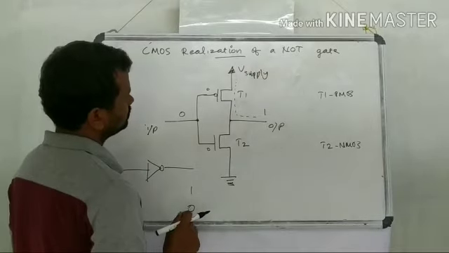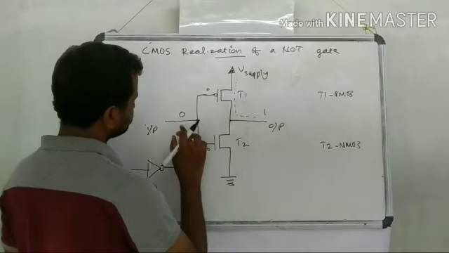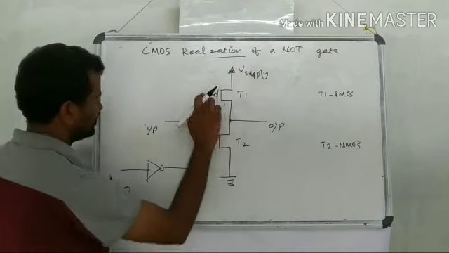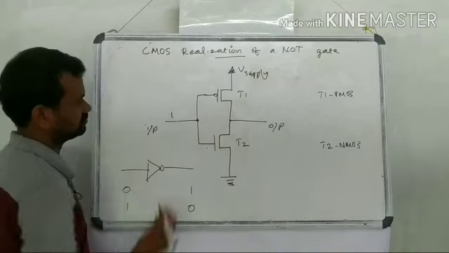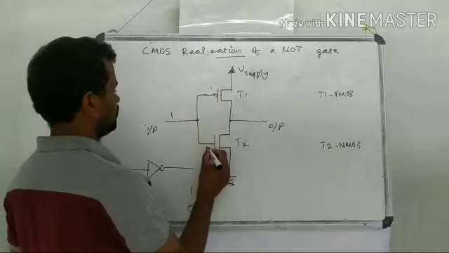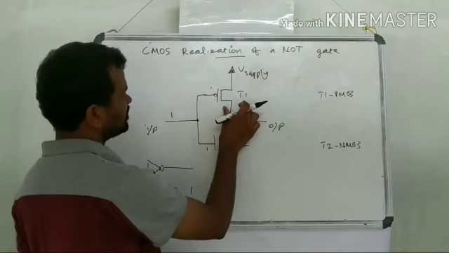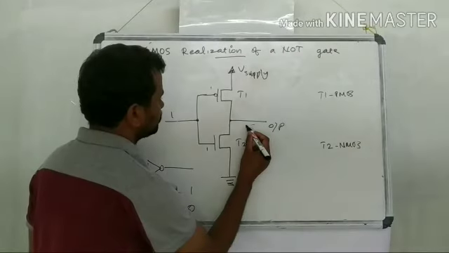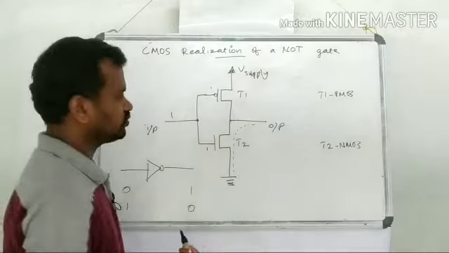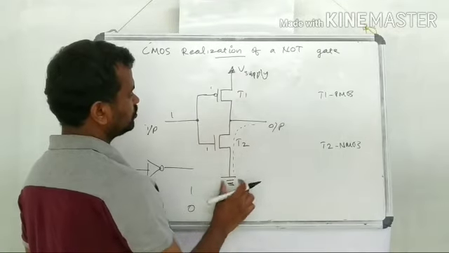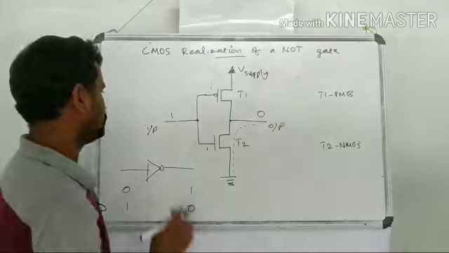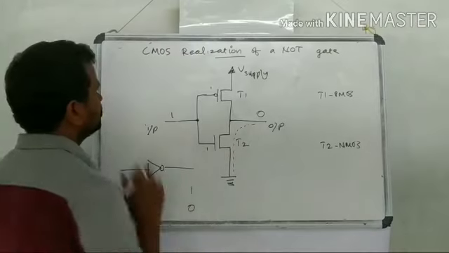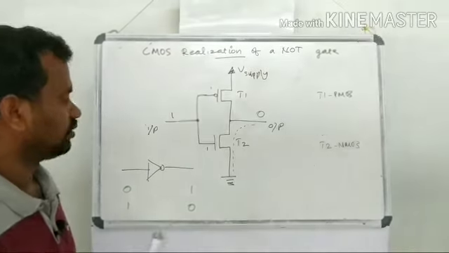Similarly, in the case of applying 1 here, what will happen? Here 1, here 1. So this transistor will be turned off and this transistor will be turned on, and there will be a path like this. So the output voltage will be pulled down to ground or 0. So 1, 0. That's about the working of this CMOS realization of the NOT gate.